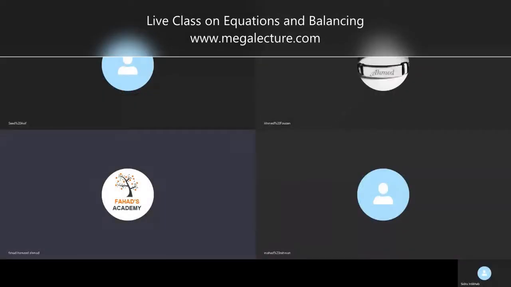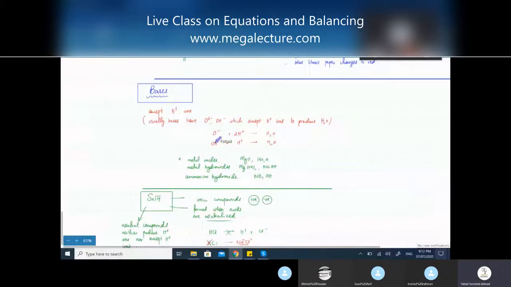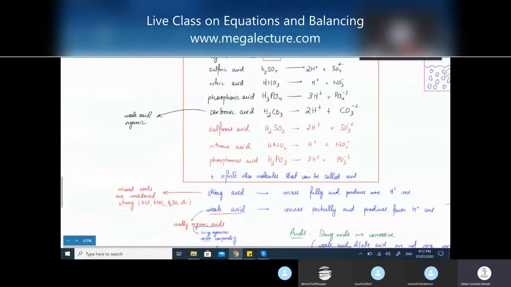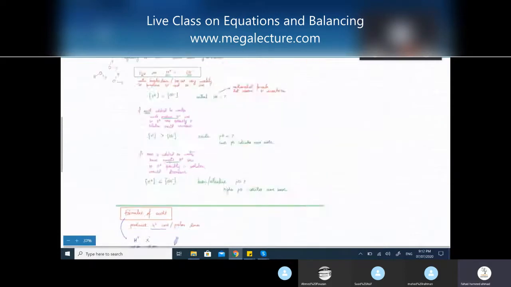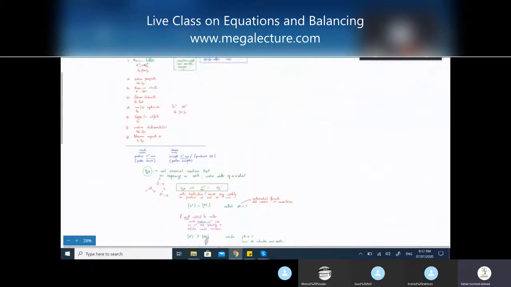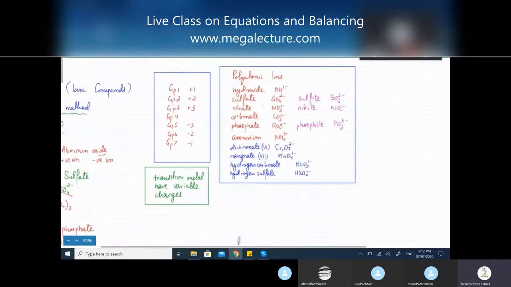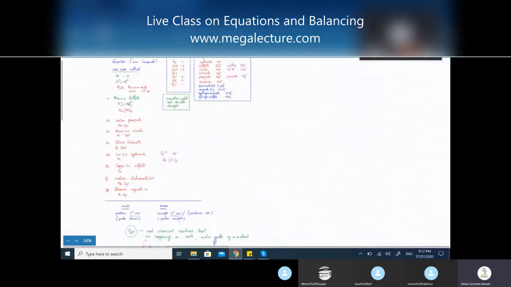बस ठीक है. अच्छा, now we were doing formulas. ये सारे हमने we did the formulas of, if you can see on the screen, हमने टॉप के ऊपर we did the formulas of ions, ठीक है, polyatomic ions. फिर acids के formulas.